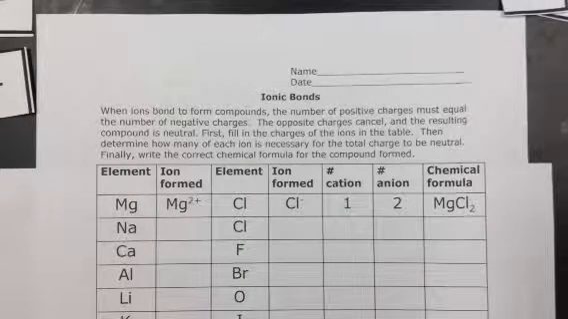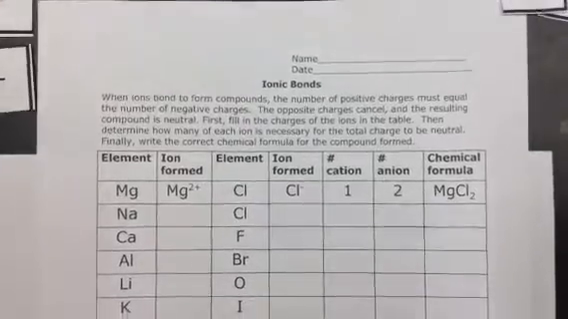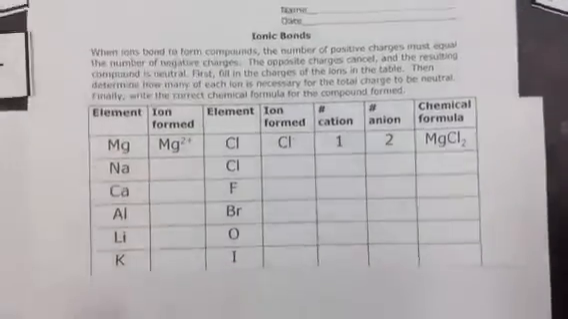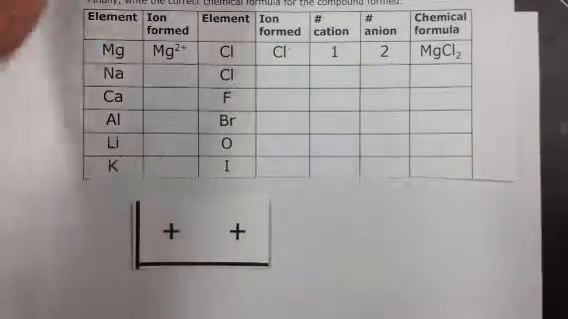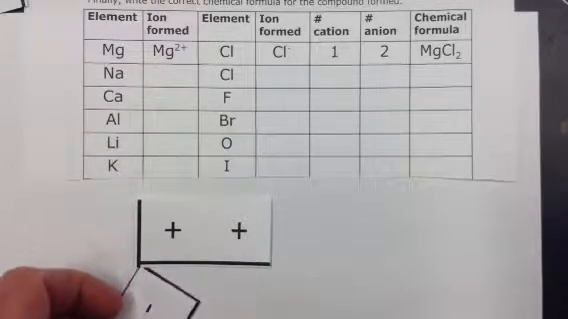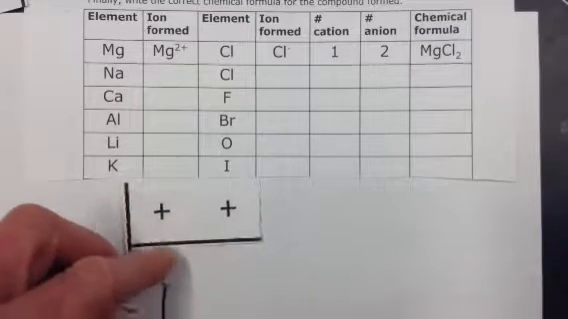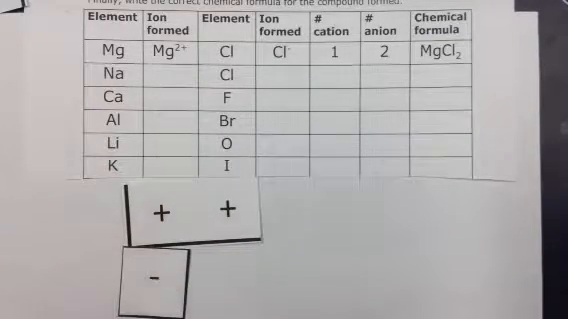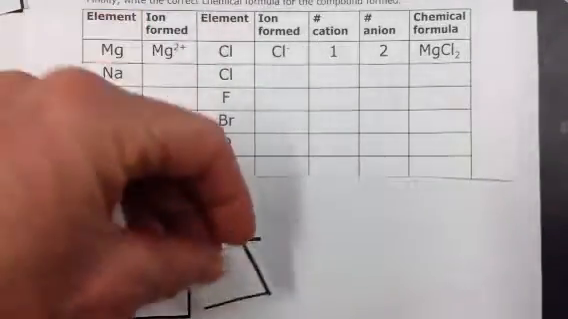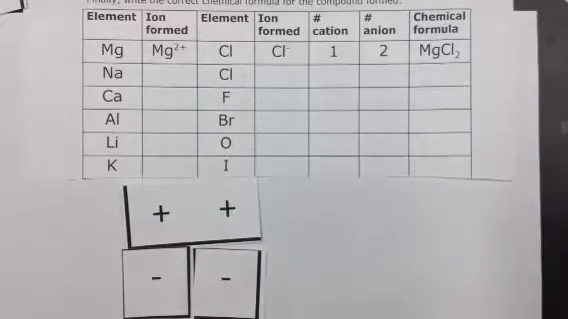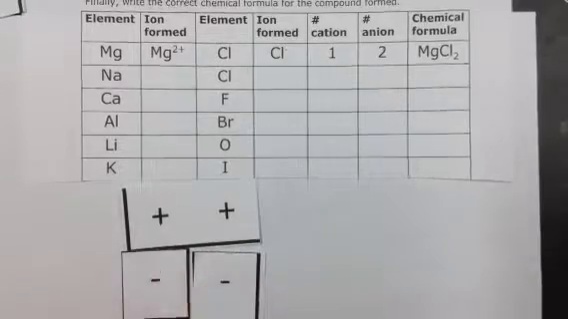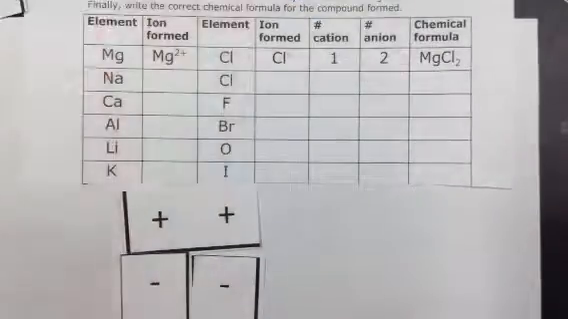So next step is we're going to look at how this affects the number, the ratio, and the bonding. So magnesium has a +2, and chlorine is a -1. Now we know we have to be overall neutral, and so these two balance each other out just like a tug of war, but we still have 1 extra positive charge. So that means we're going to need 1 more negative charge. That means for every 1 magnesium, we're going to need 2 chlorine. That's why we have MgCl2.